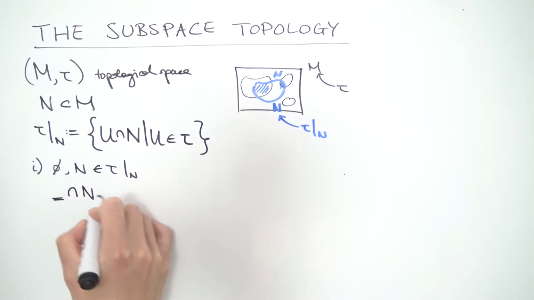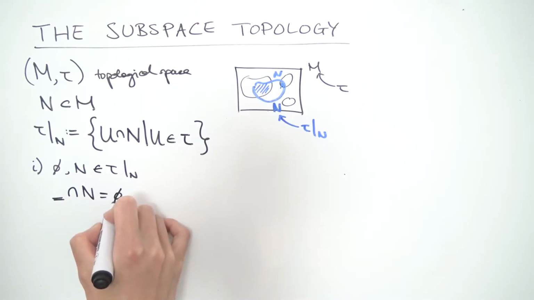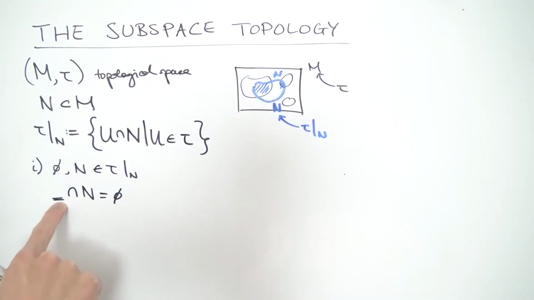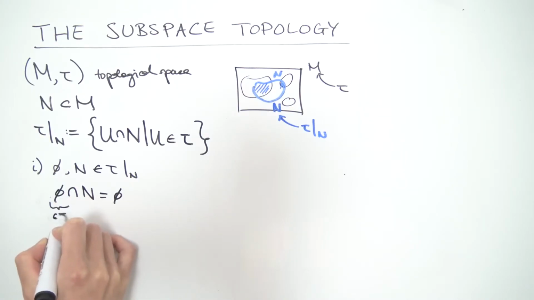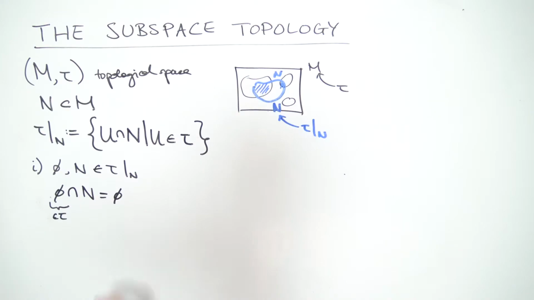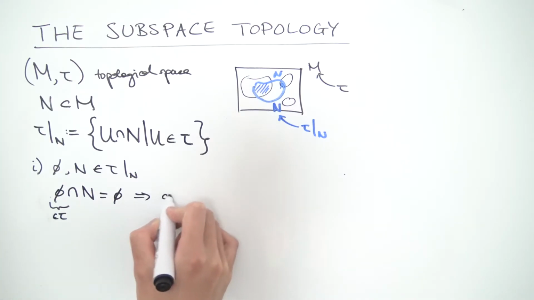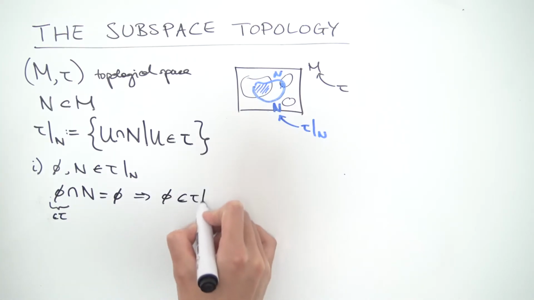So for the empty set over here, we need to find something such that when we intersect with N, it recovers the empty set. Now what better choice do we have than the empty set over here? The empty set is definitely an element of the original topology. So that works. So this implies that the empty set is in the topology restricted to N.